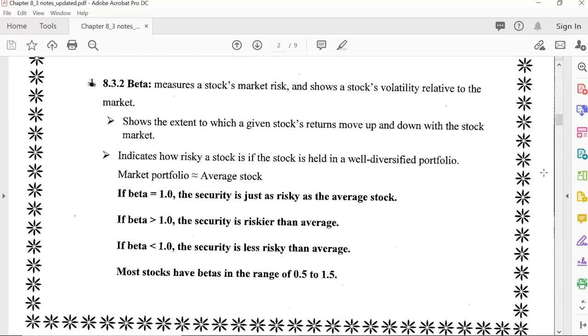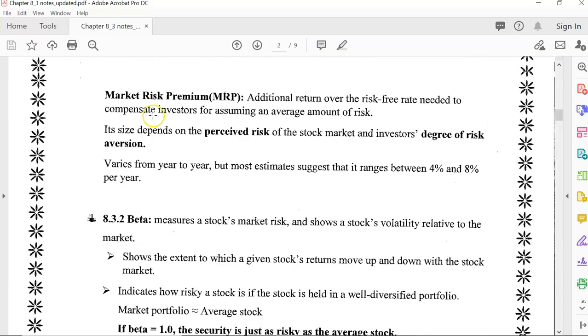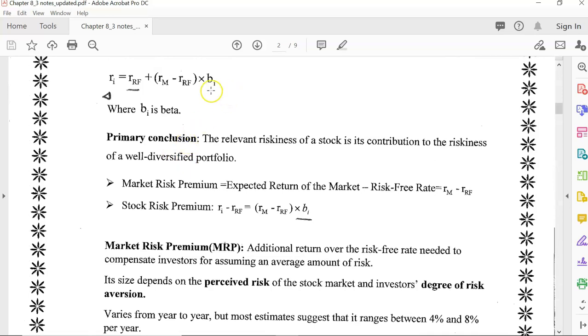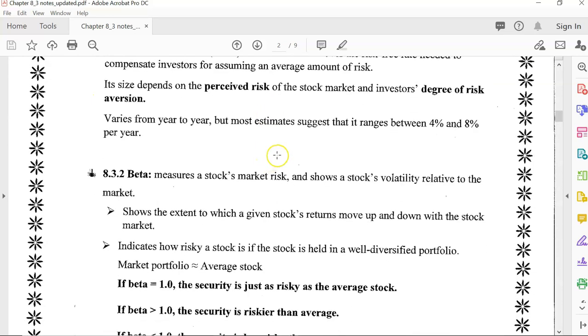Beta measures a stock's market risk and shows a stock's volatility relative to the market. We talked in the first video, the video before this one, that beta is how much the stock contributes to the market risk. That's why we used market risk premium multiplied by beta. So we have the stock risk premium. That's why we say beta measures a stock's market risk, or how much the stock contributes to the market risk.